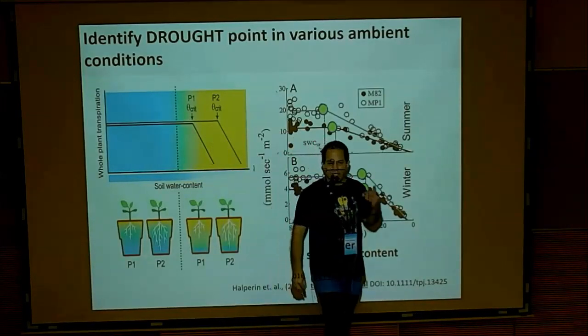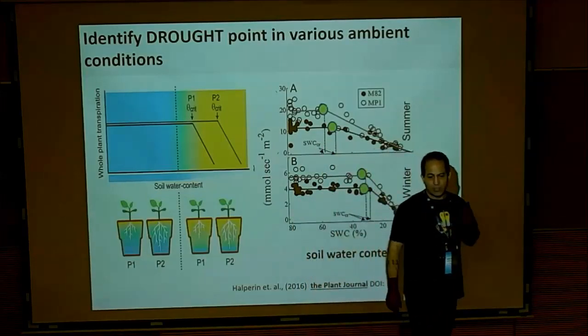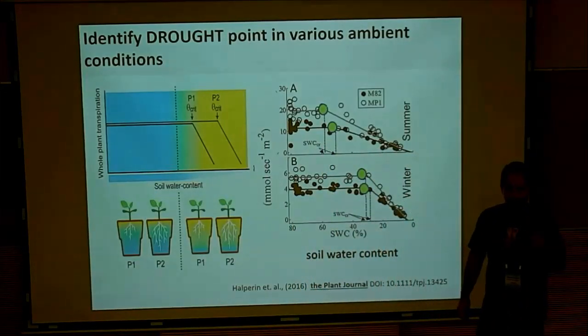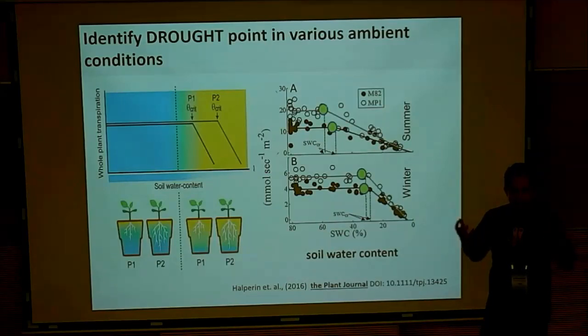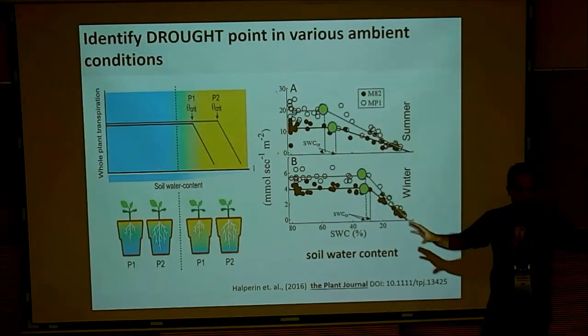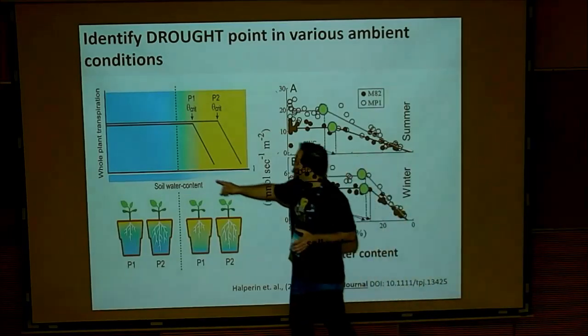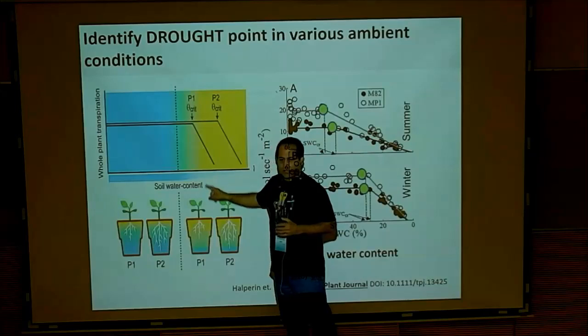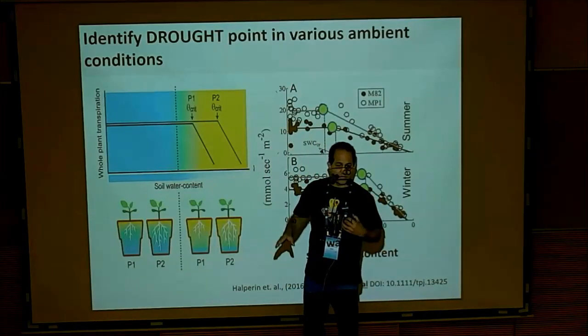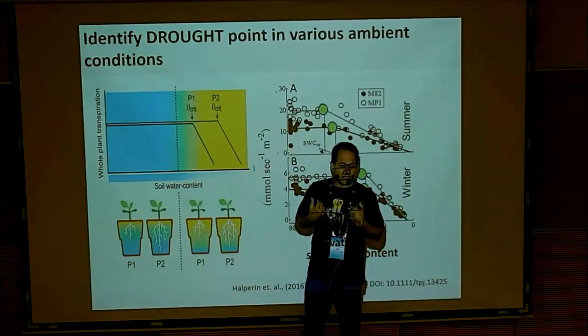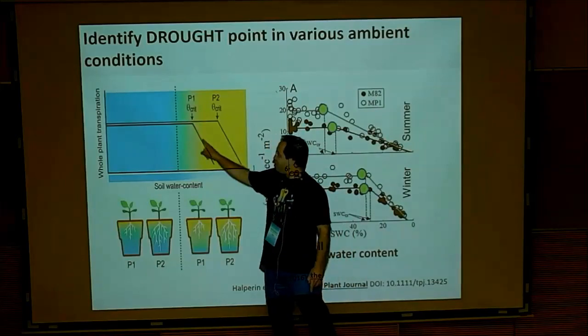This point is one of the most important points, in my opinion, because it's the drought point. Drought is a very problematic issue. Everybody defines drought differently. We define drought as the point, the soil water content point, where water in the soil becomes a limiting factor for transpiration. So if we want to extract RNA, we always extract it after this point.